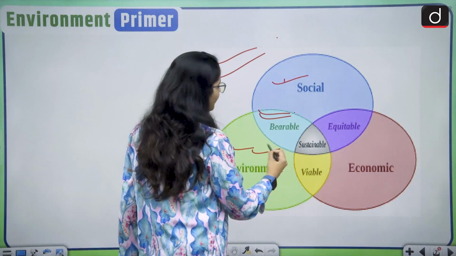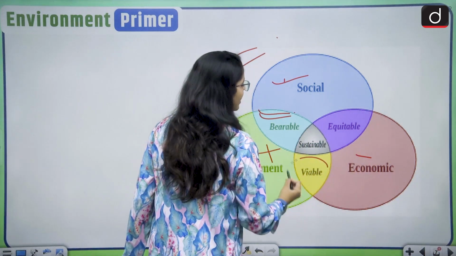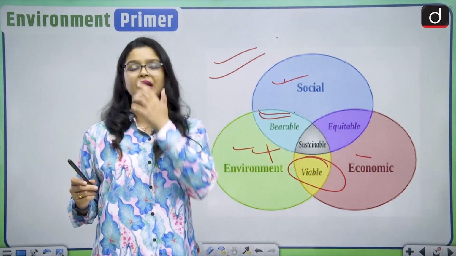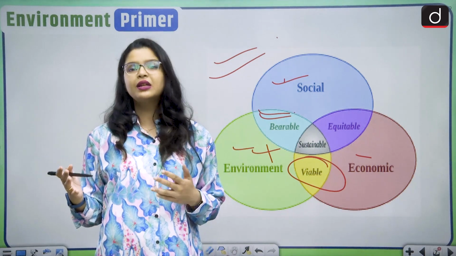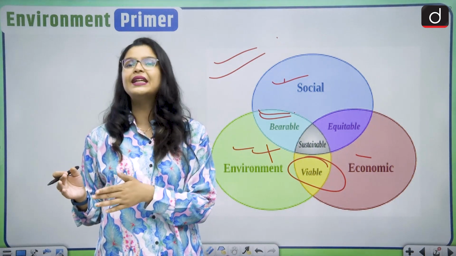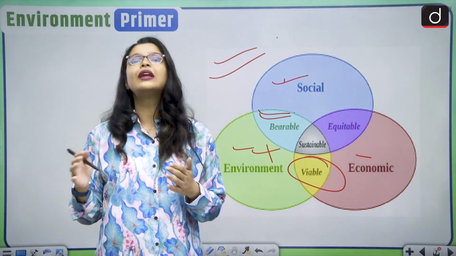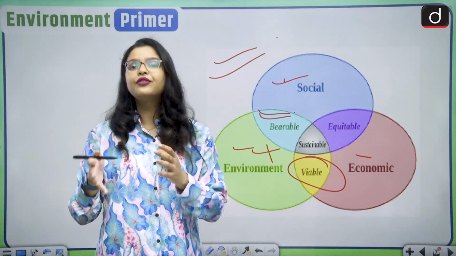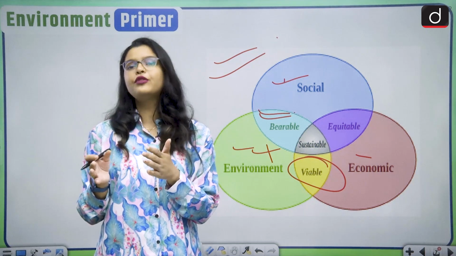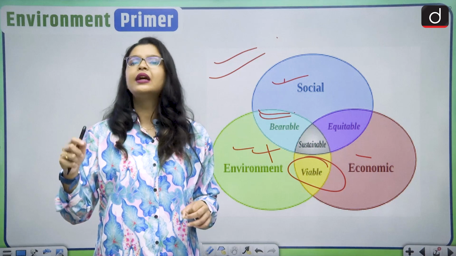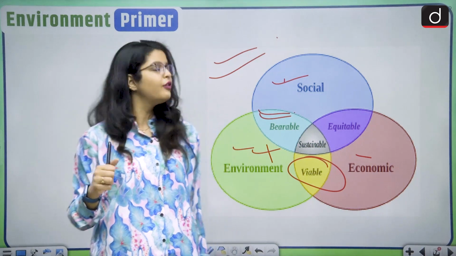Then environment plus economic factors make the sustainable development viable. We need to consider economic development as well. We need to consider the economic loss caused by loss of our environment as well. If it is very much, definitely that model is not viable. But if by economic reforms we are trying to contribute towards the environment, then definitely that model will be viable.